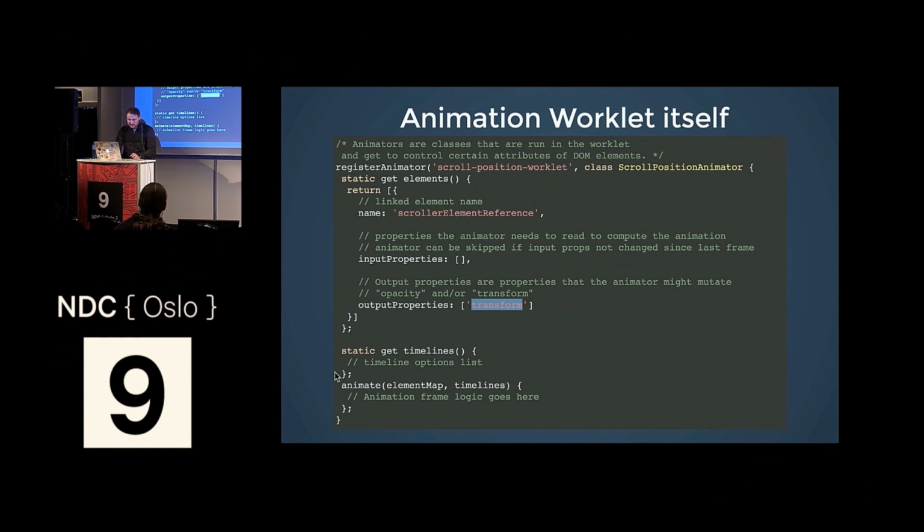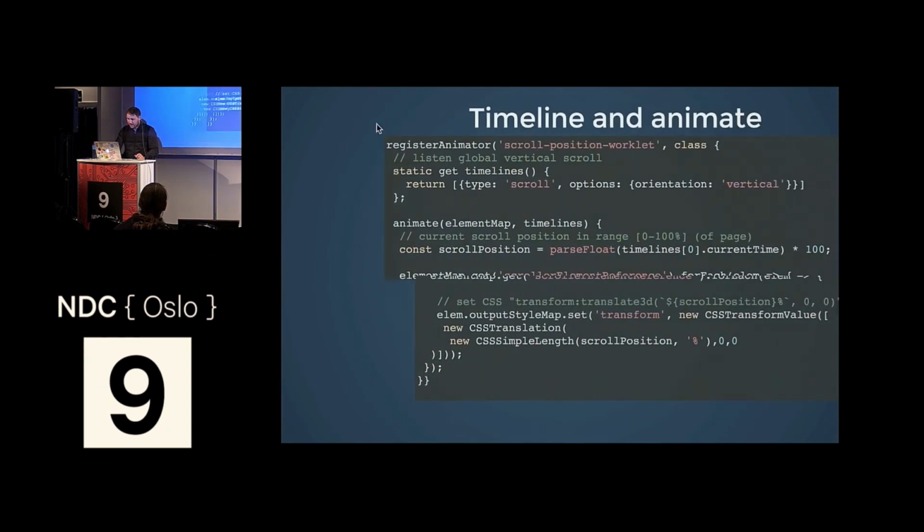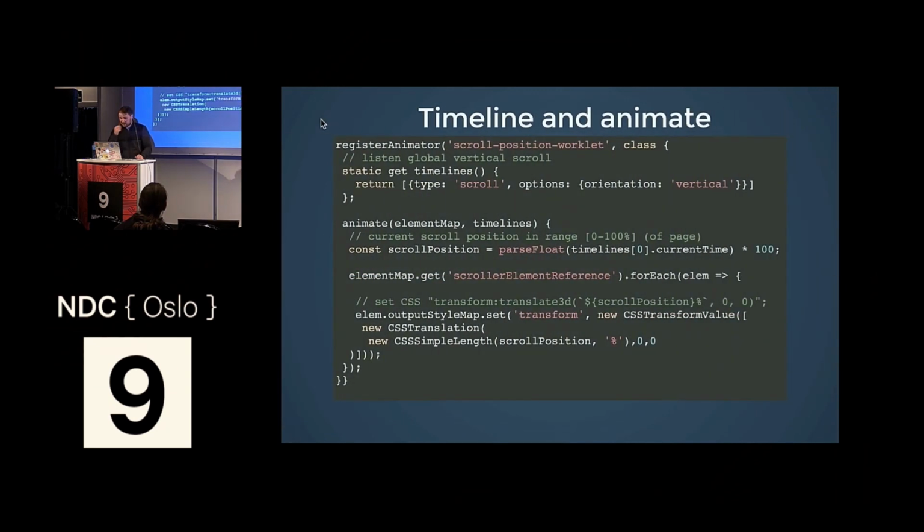And let's discuss these other properties there. So this animation worklet, how it looks, how it works. And as I said, it's polyfilled. In these two methods, like timeline, I'm saying I want to listen to scroll, I want to listen to vertical scroll, which means when you scroll the page, your scroll will be changed from 0 to 100%. After that, I'm just using this, you see, parseFloat, and multiplying by 100, which means it will give me from 0 to 100%.